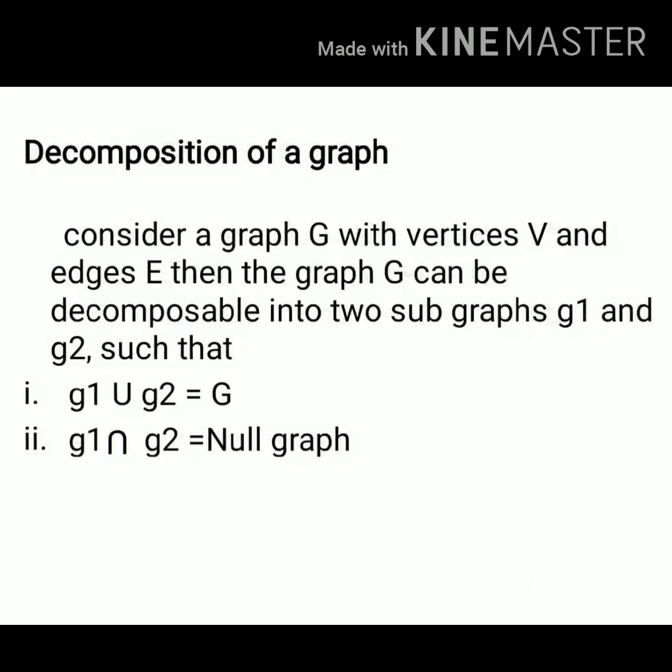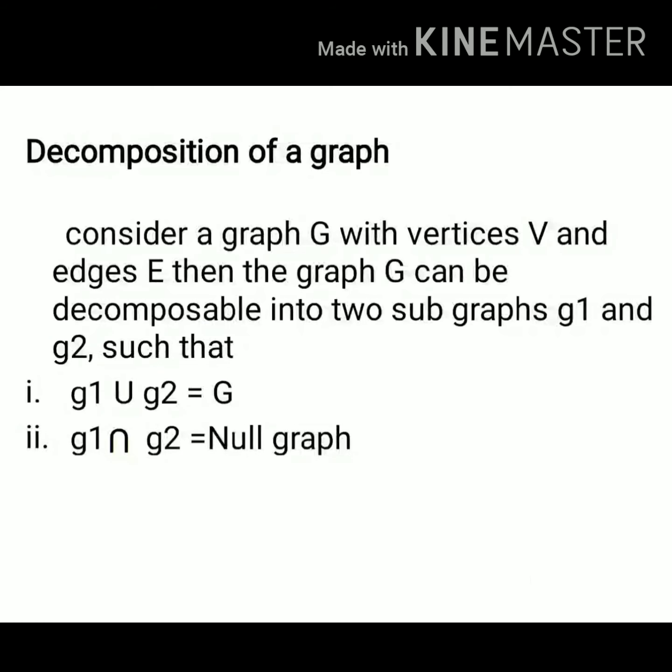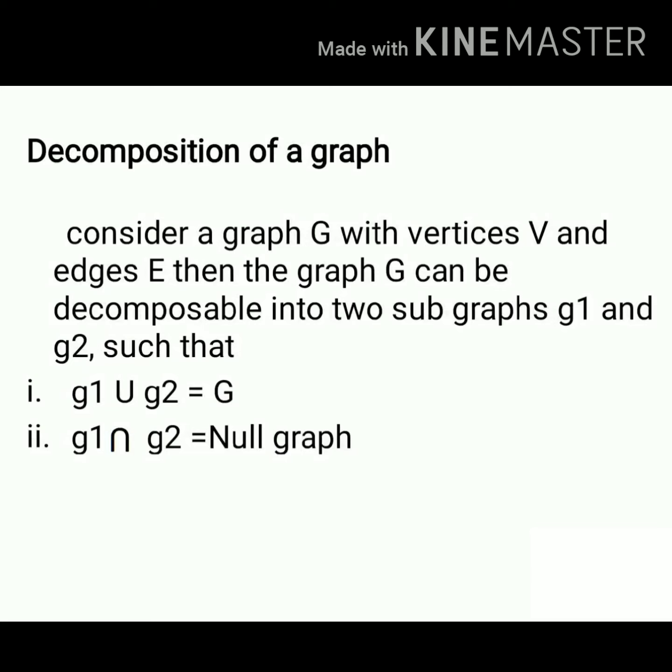Decomposition of a graph. Consider a graph G with vertices V and edges E. Then the graph G can be decomposed into two subgraphs G1 and G2, such that the union of these two graphs G1 and G2 must be equal to the graph G, that is G1 union G2 is equal to G, and the intersection of these two graphs must be a null graph. G1 intersection G2 is equal to null.